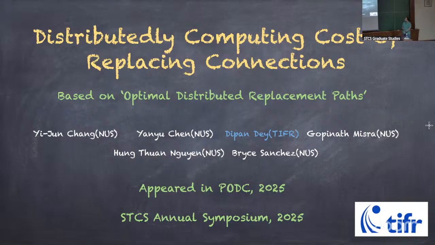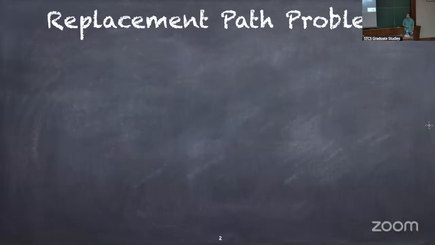I will be talking about the paper which is optimal distributed replacement paths. This was a joint work with Wai-Jun Chang and Gopinath Misra and other students from NUS. So let's discuss what a replacement path is first.